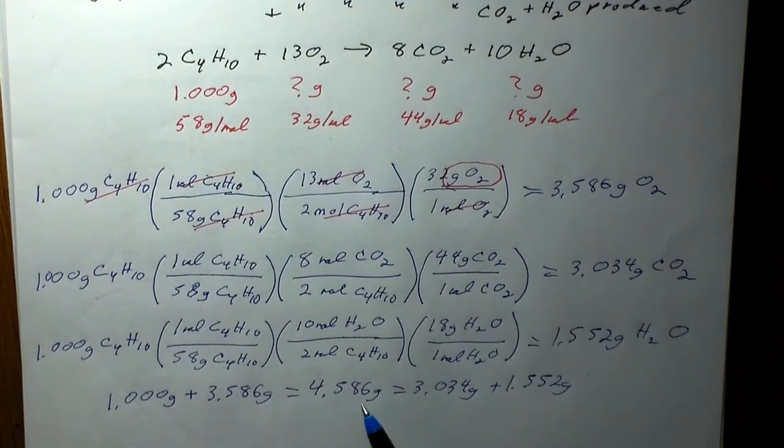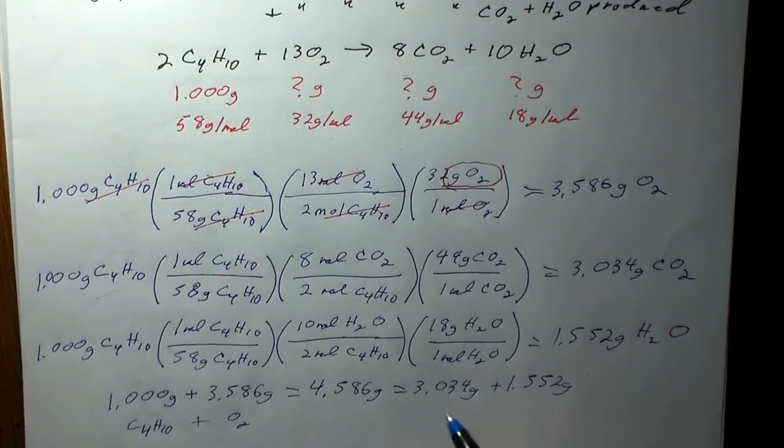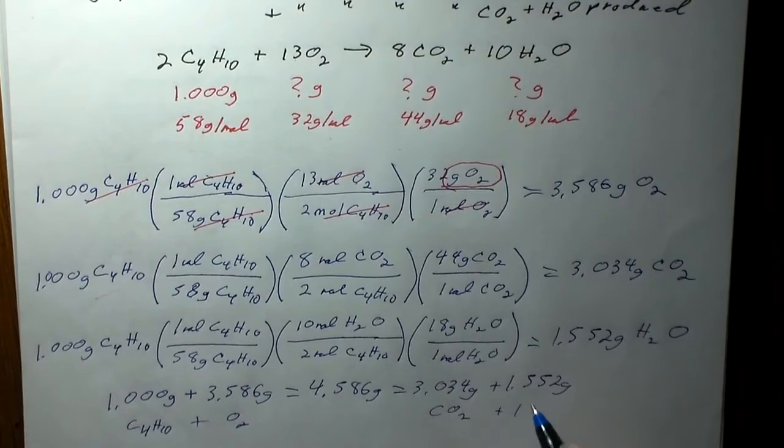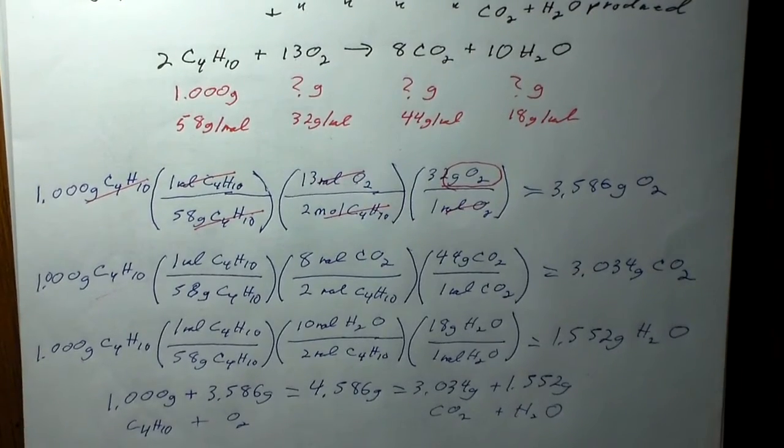Obviously, let's see, 2 plus 4, that's 6. 5 plus 3, that's 8. 5 plus 0 is 5. 1 plus 3 is 4. So yes, this works out. The amount of butane and oxygen is equal to the amount of CO2 and water, all right, which it should be because mass is conserved. If it didn't, you goofed up.